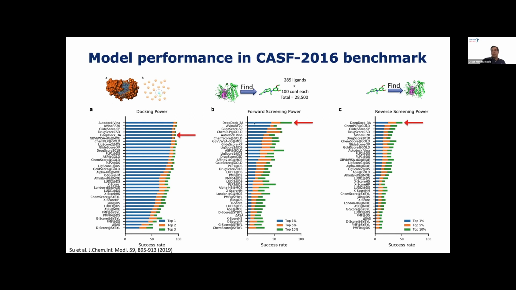For forward screening power, DeepDock did really, really well, ranking first compared to all the other scoring functions. And for the reverse screening, our method also did quite well, finding the right targets for the right ligand. So we were quite surprised and excited about this. And the idea was, okay, we have a scoring function coming from deep learning approaches. If we can score a conformation, that means we can use it to create a conformation, right?